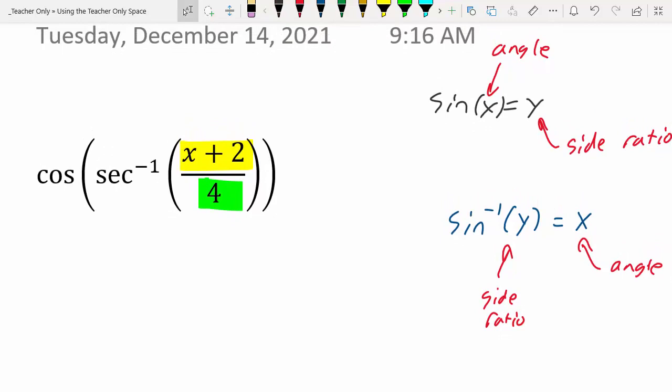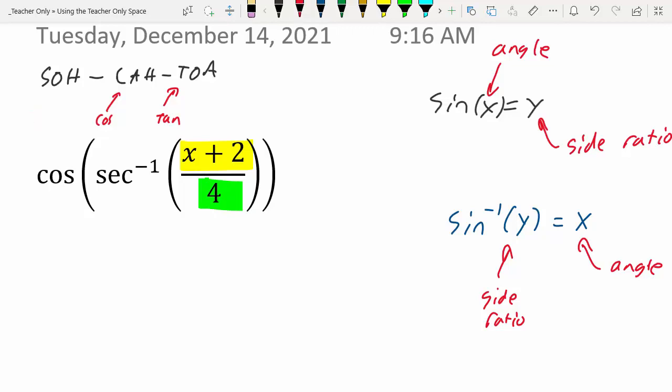So the first thing we're going to talk about is what are the side ratios for secant? Well, if we remember, we have a funny little acronym to help us remember our side ratios, which was SOHCAHTOA, remembering that these are just representing sides of the triangle. So sine's ratio is opposite over hypotenuse. Cosine is adjacent over hypotenuse, and tangent is opposite over adjacent. All right, so notice secant's not one of those.